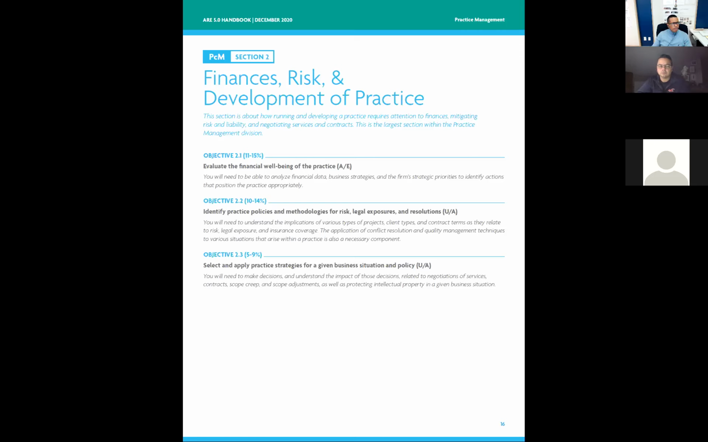Then the application of conflict resolution and quality management techniques to various situations that arise within a practice is also a necessary component. How do we control quality on a project? You might say, well, Darwin, that has nothing to do with finances. Having a person unrelated to the project reviewing the project, that's part of delivery. Well, it's part of delivery, but it's also part of quality control. So having a principal that has nothing to do with the job reviewing drawings is critical for the well-being of your practice financially, but also for you to deliver a good project.